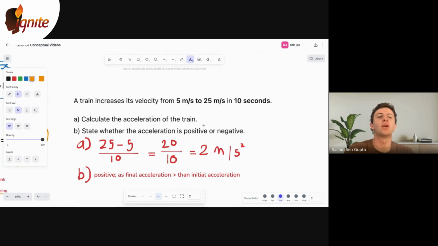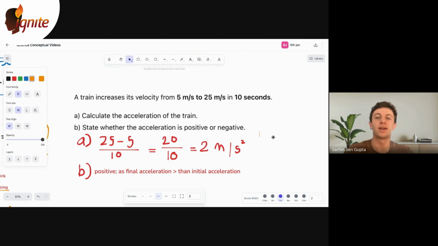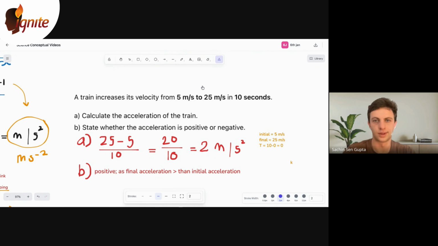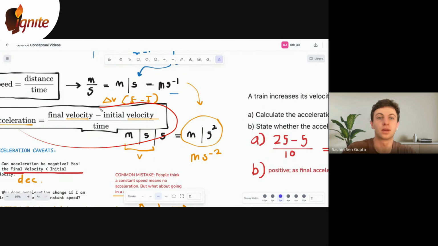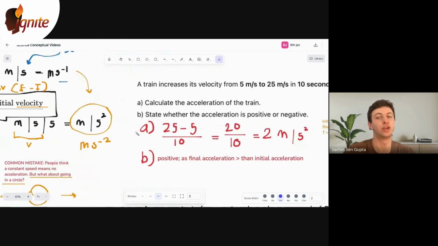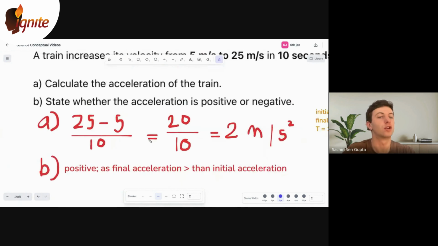The best students will set out all the working so clearly for the marker to see, right? So a better response would have been initial equals 5 meters per second, final equals 25 meters per second, and then time equals final minus initial, which is 10 minus 0, which is just 10. Now, I've substituted those numbers straight into this here. The best students, honestly, will even give this formula, then write what the final, initial and time are, and then substitute it in. But it also does depend on the mark allocation, right? But if you've got the time, you should give the best answer possible.